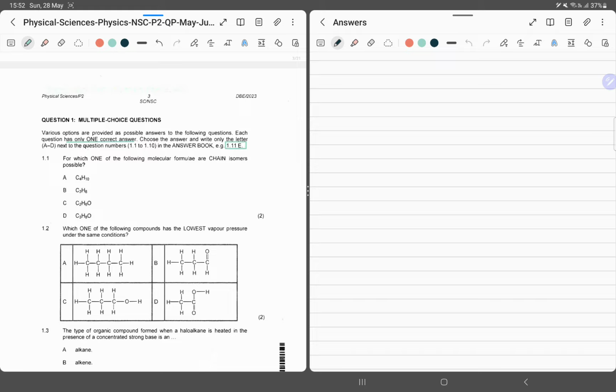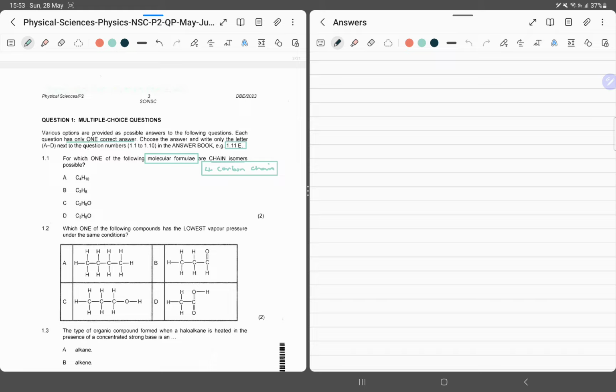Okay, so let's go. 1.1 says, for which one of the following molecular formulae are chain isomers possible? Remember, the minimum is 4 carbons. You need a 4 carbon chain for you to be able to make chain isomers. So your carbon chain must be 4. Anything less cannot form chain isomers.